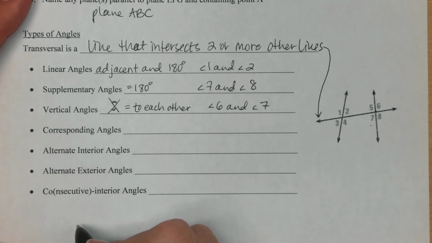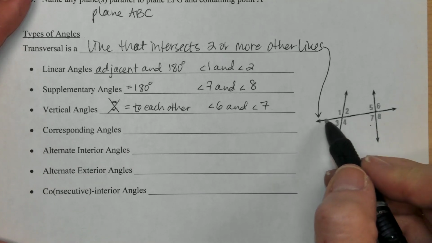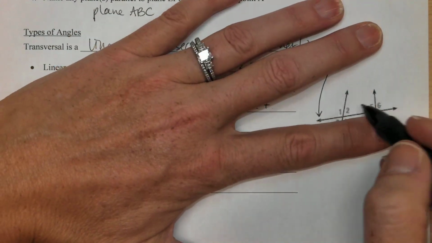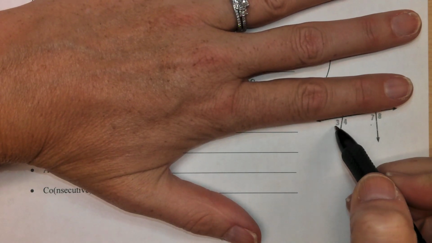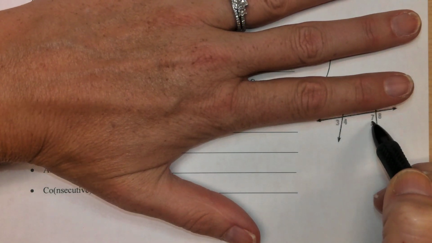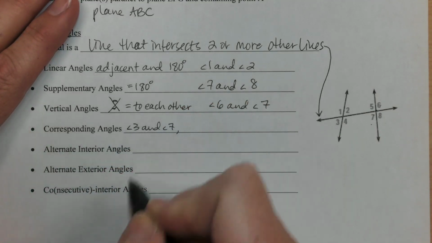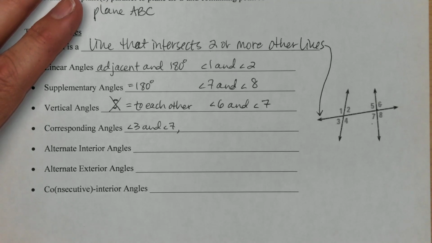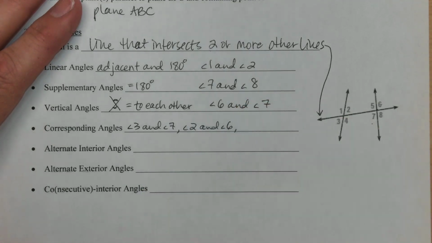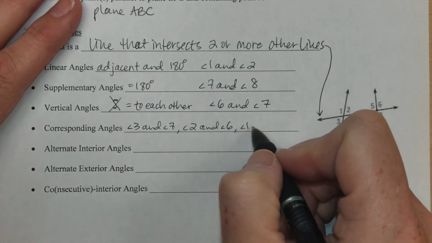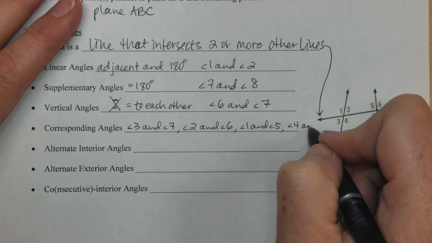These are 4 new words for you. The first one is called corresponding angles. And corresponding angles are on the same side of the transversal. So they're on one side or the other. And then you skip a line. So you would go 3 and 7 would be corresponding. And I'm going to do a few examples so you have a couple here in your notes. 2 and 6 would also be corresponding. 1 and 5. And the last ones would be 4 and 8.